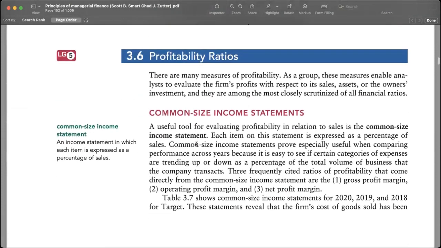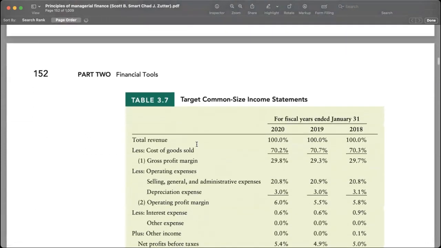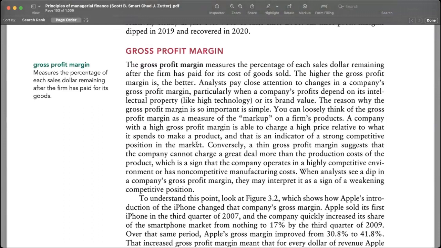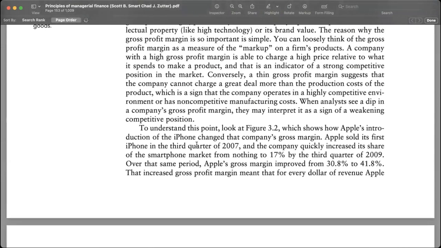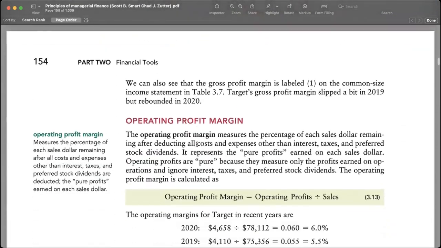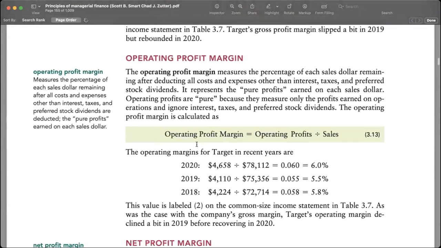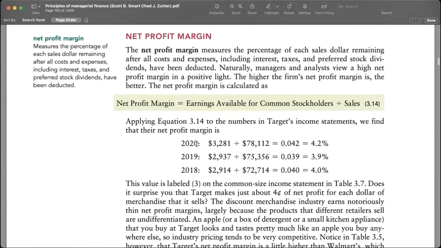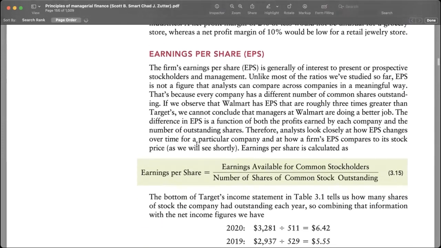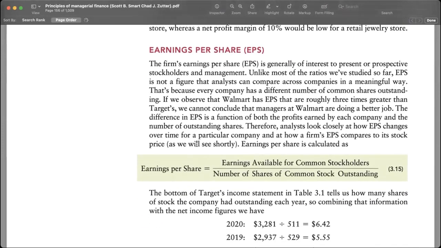The next category is profitability ratio. Profitability ratio measures the ability of the firm to make profit. There are different types of profitability ratio. Number one is gross profit margin, the ability to generate gross profit. Then operating profit margin, the ability to generate operating profit. Then net profit margin, the ability to generate net profit. Then earnings per share, the profit allocated for every share of stock.